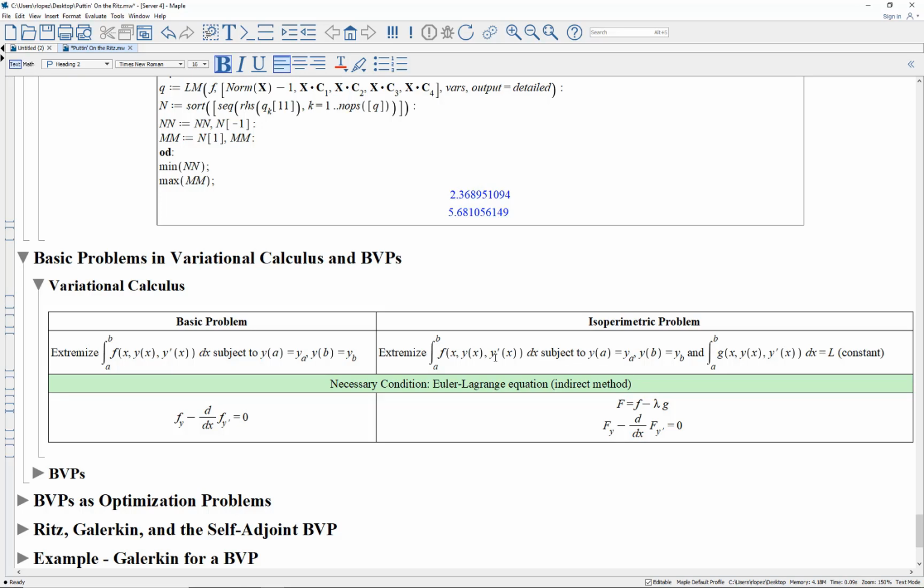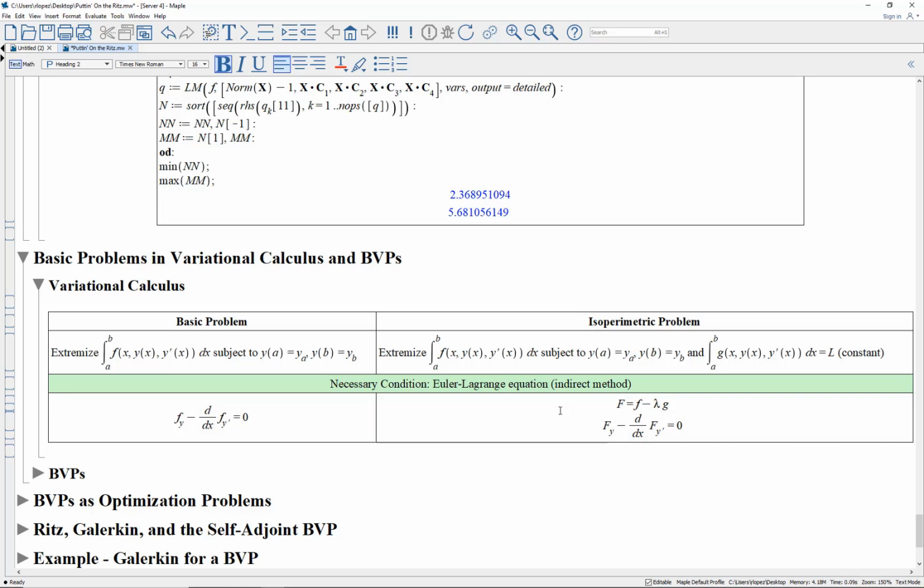The isoperimetric problem is to extremize this same functional, but add on this integral constraint. So this function in the constraint is similar to this function here. It's a function of x, y, and y prime, but it's equal to some constant. So think of this as, you want to maximize area, and this is the perimeter. So you fix the perimeter, what's the maximum area? And we all know that's a circle.